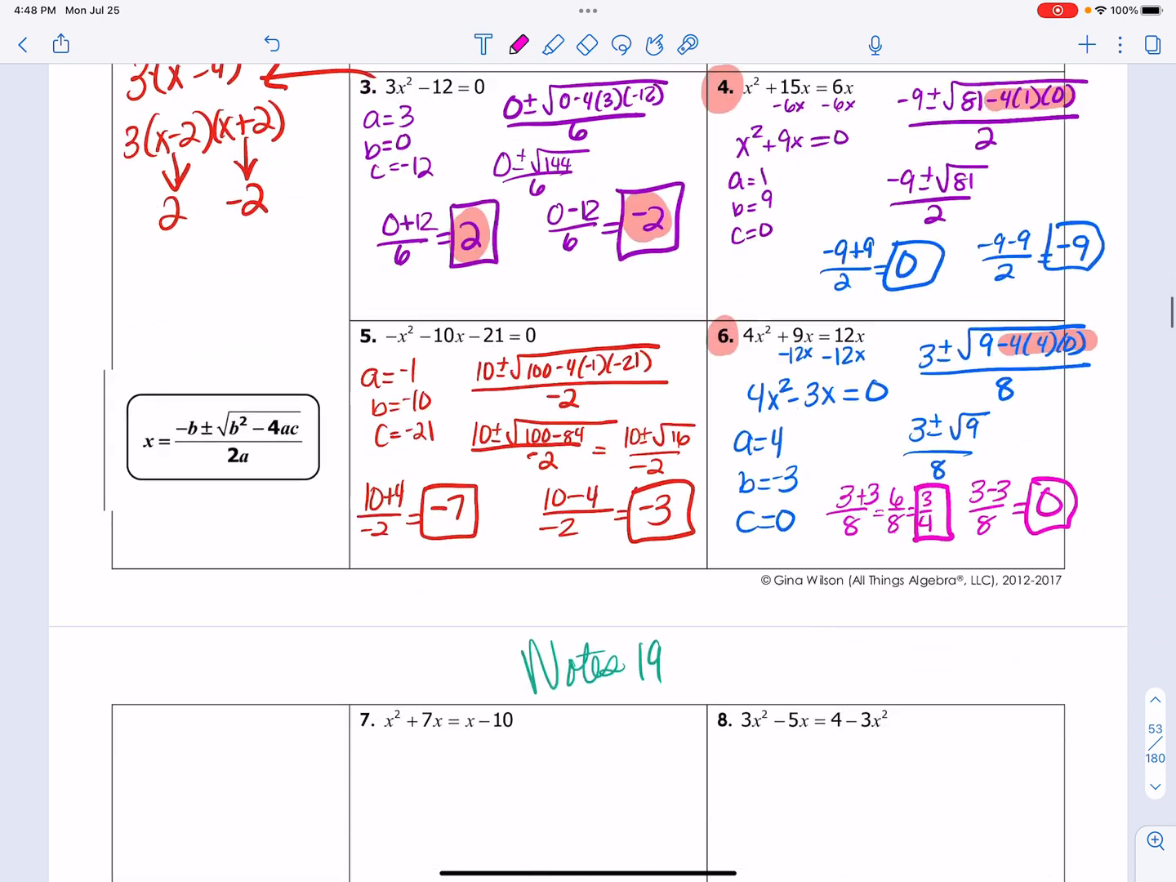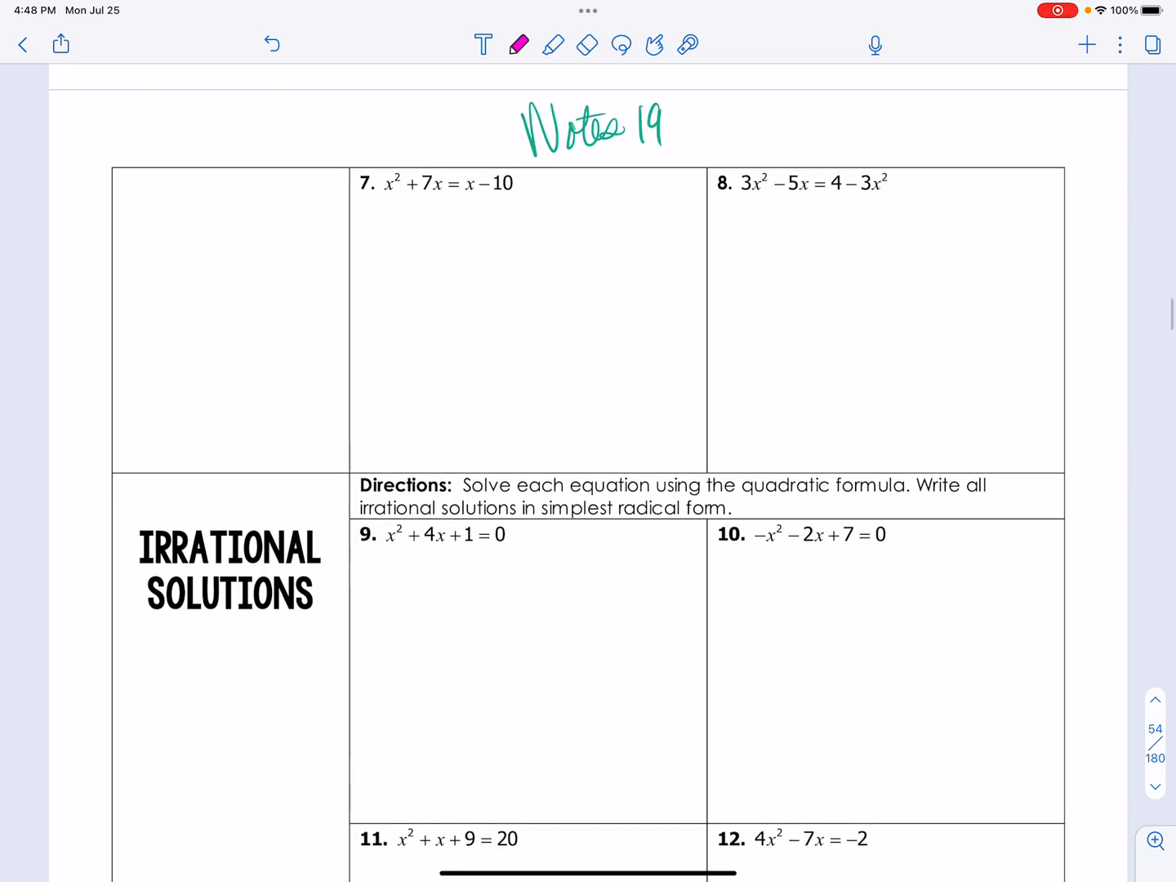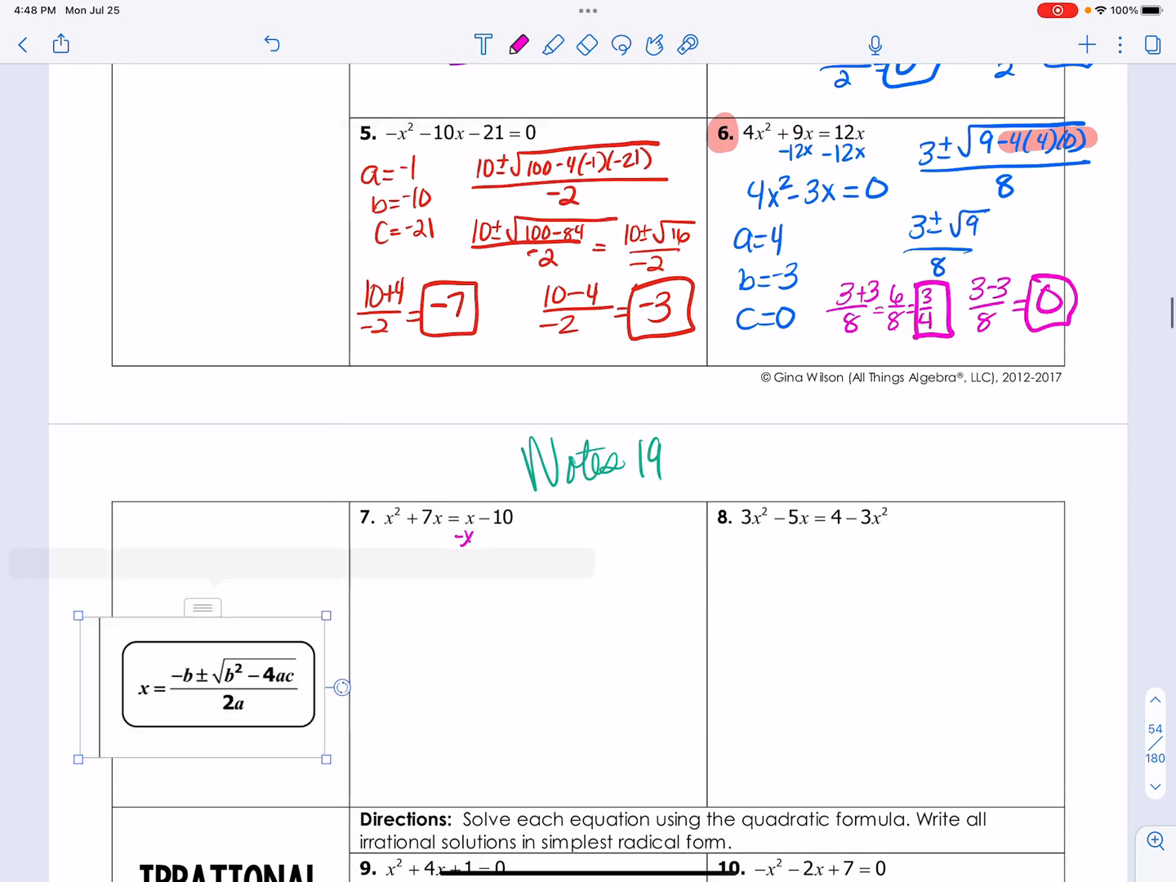Okay. All right, I would like to just look at number 7 together. We're not going to work 8 because I think you kind of got it. I'm going to move that formula down so we can zoom in with us. Okay, so I'm going to subtract x from both sides, and I'm going to add 10. So that gives me x squared plus 6x plus 10 equals 0. Okay, so A is 1, B is 6, C is 10.